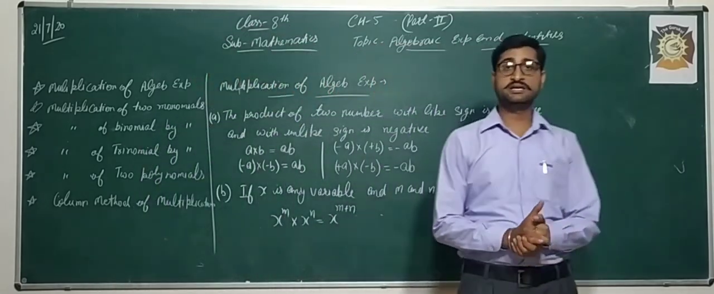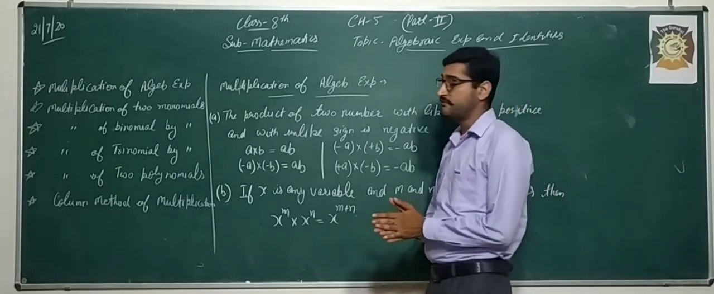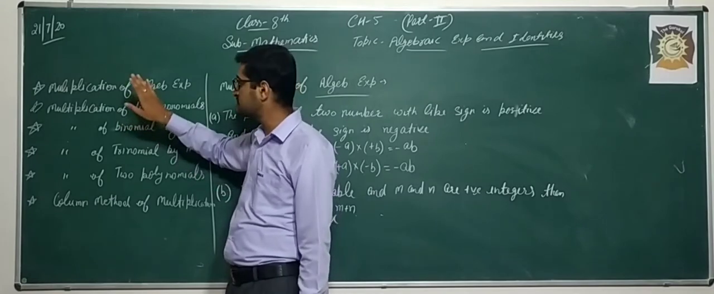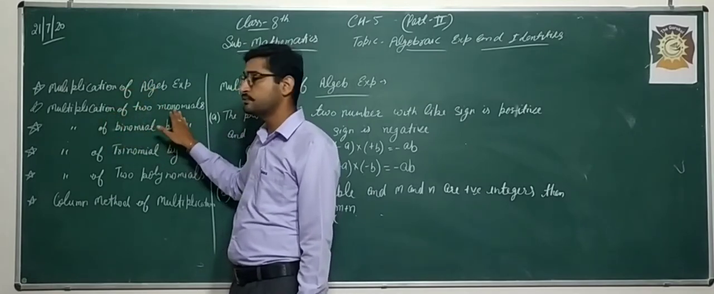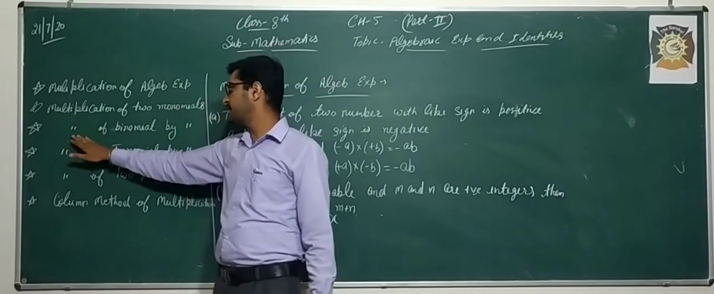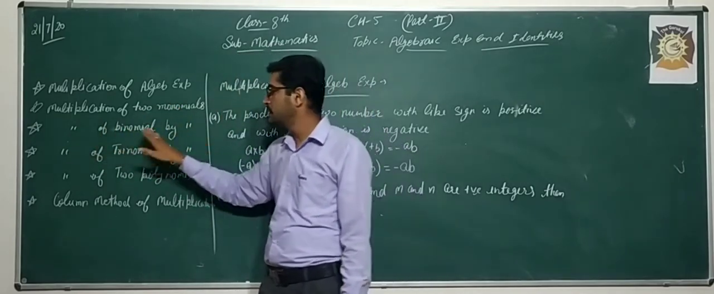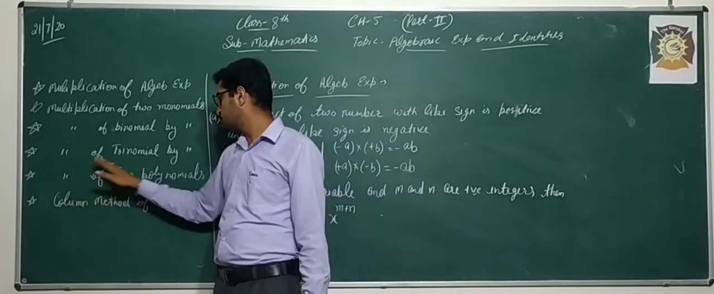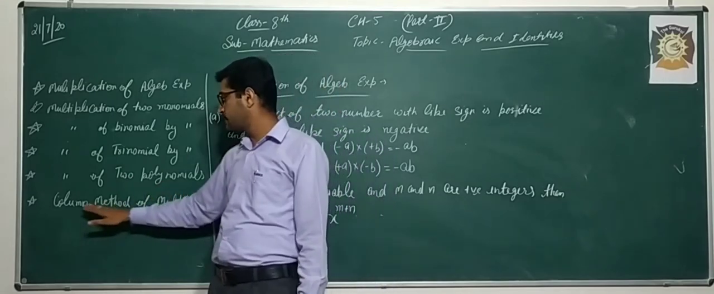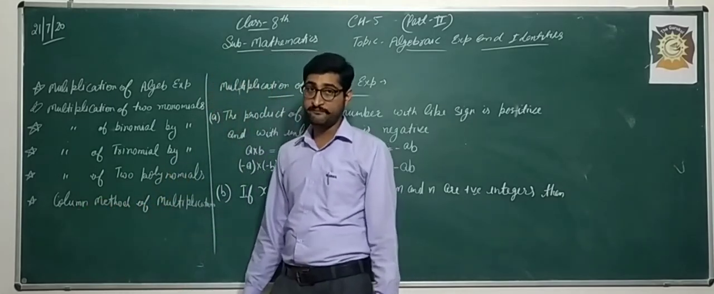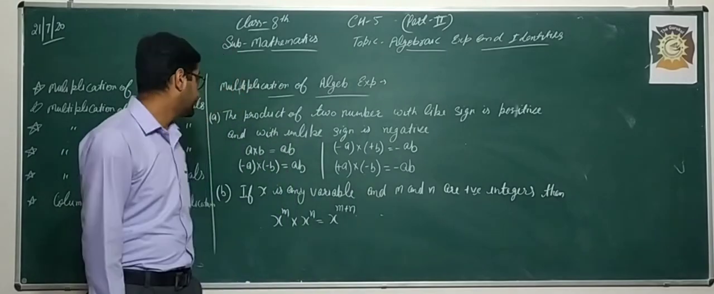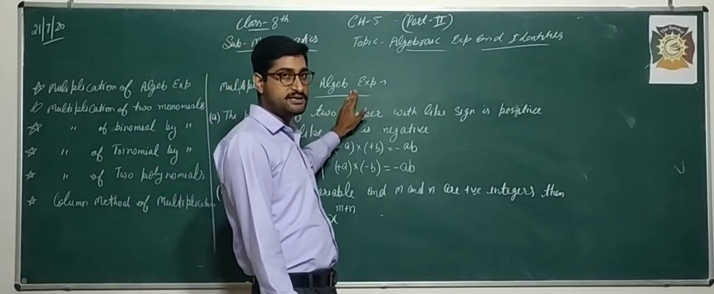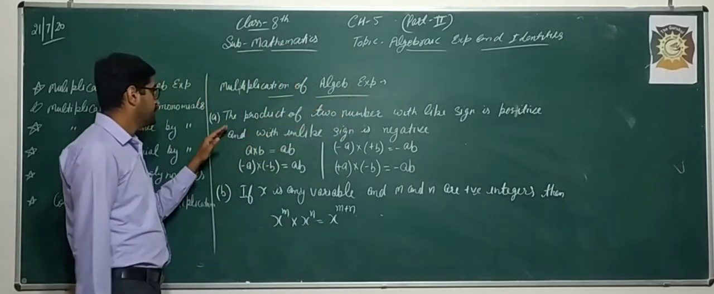Now, in today's class, we will discuss the multiplication of the algebraic expressions, after that multiplication of two monomials, then multiplication of a binomial by a monomial, then multiplication of a trinomial by a monomial, multiplication of two polynomials, and at the last, the column method of multiplication. So let's start the first topic, that is multiplication of the algebraic expressions, that is how we multiply the algebraic expressions.